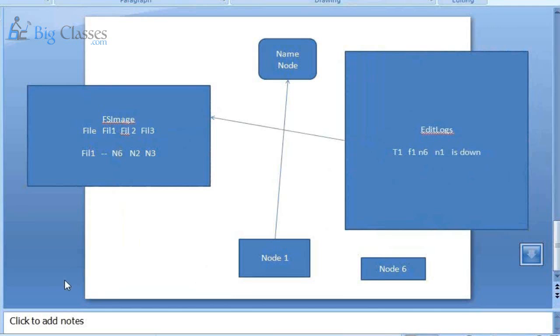Ravi, if node 1 at a later point of time comes up, what will happen? Node 1 comes up. So it is dead at this point of time. Okay. So will it come up, right?